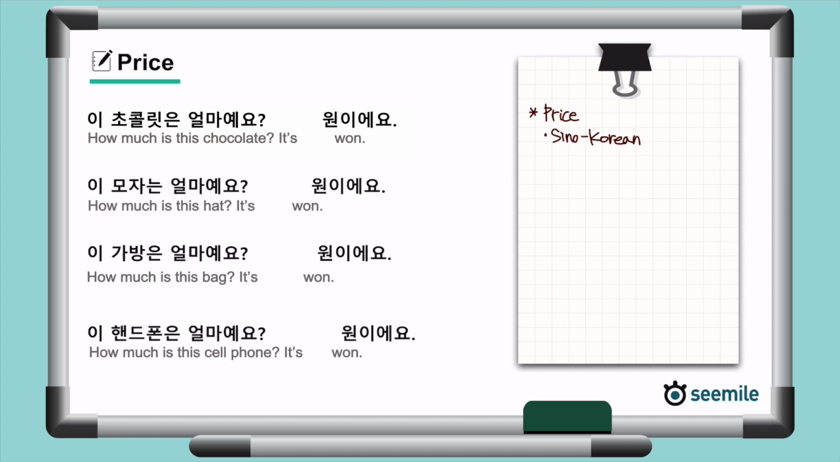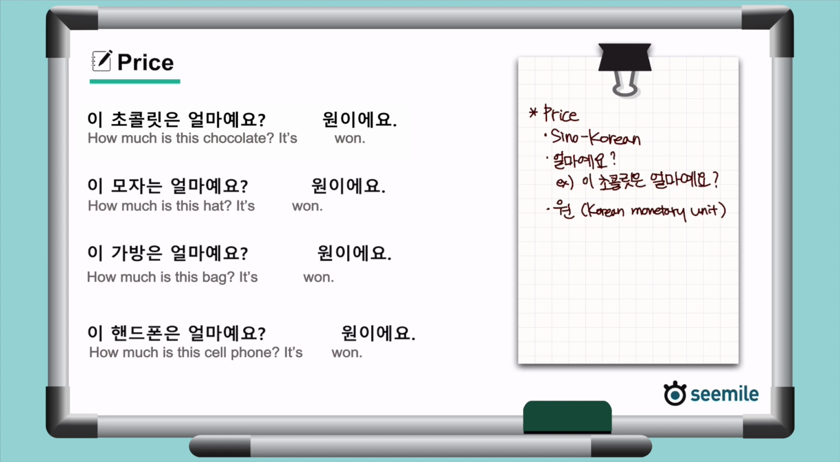In Korean, to ask how much something is, use the noun 얼마 as in 얼마예요? 이 초콜릿은 얼마예요? The Korean monetary unit is the won. If the chocolate is 1,000 won, then the answer would be 이 초콜릿은 1,000원이에요.